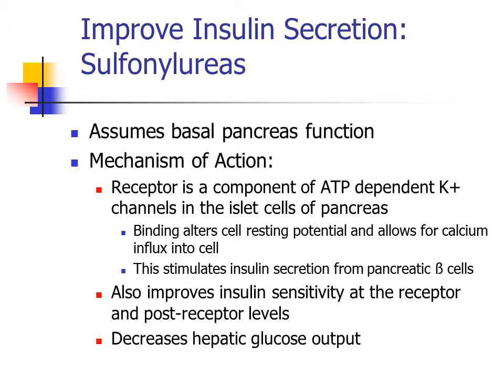How these agents work is listed for you here. The receptor is a component of the ATP-dependent potassium channels in the islet cells of the pancreas. And so binding to this receptor, as these agents do, alters the cell resting potential and allows for calcium influx into the cell. And this change stimulates insulin secretion from the beta cells. In addition to this mechanism of action, the sulfonylureas also improve insulin sensitivity at the receptor and post-receptor levels. And a third mechanism is that they decrease hepatic glucose output. So really a few different targets for overall glycemic control with these agents.